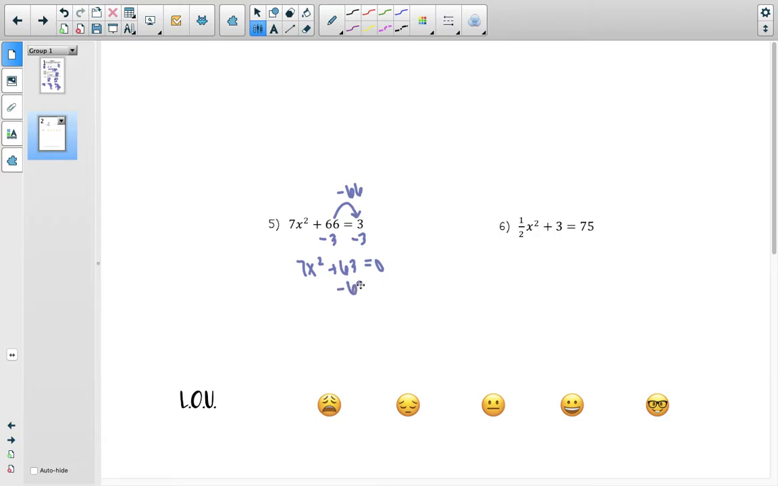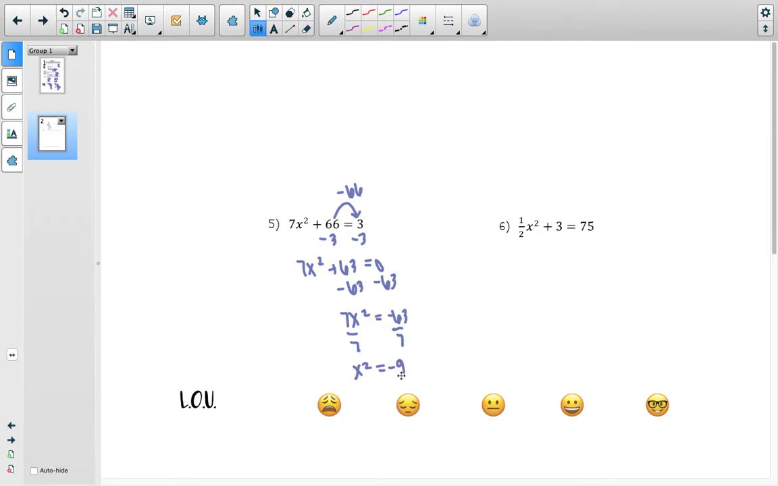And there's nothing wrong with what we did, okay? It's just, that's what the rules say to do, so we did it, okay? So we subtracted 63 over, we divide by 7, and we get x squared equals negative 9.